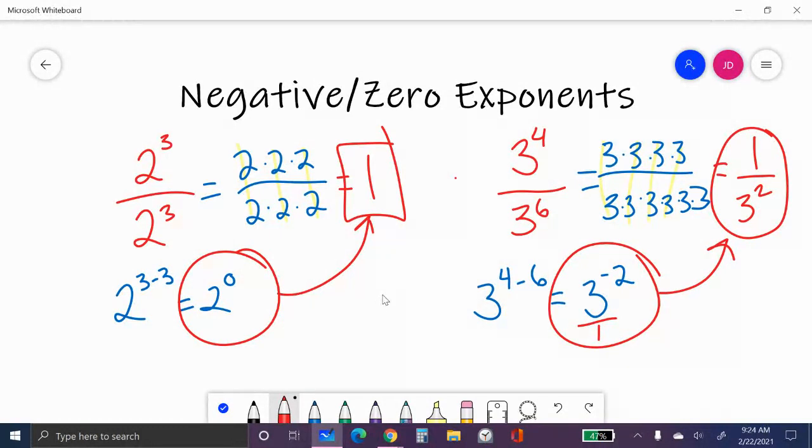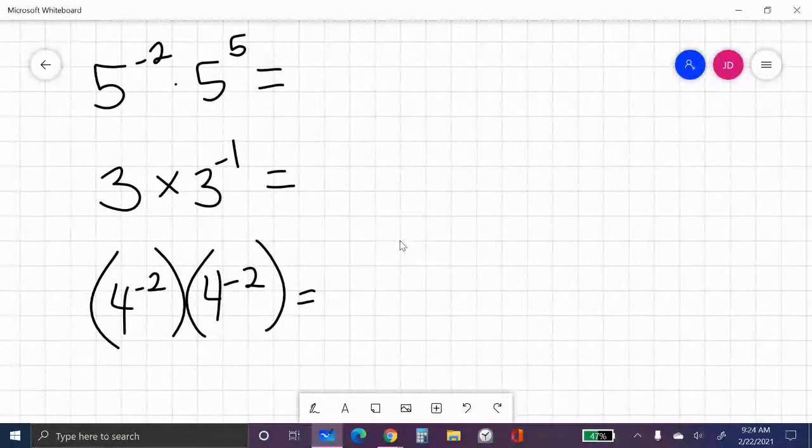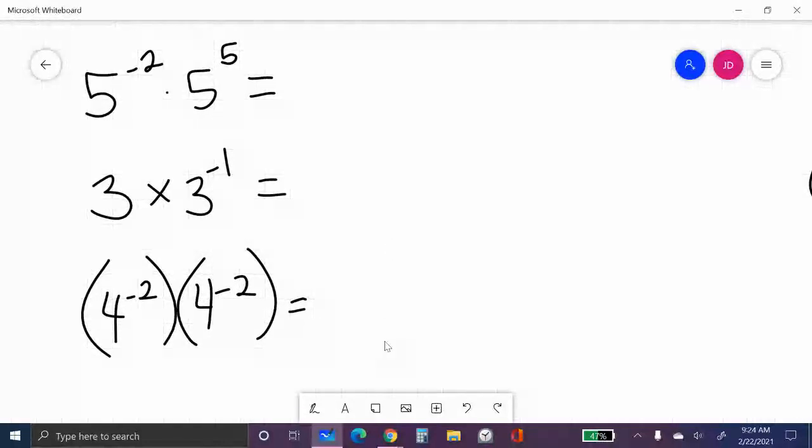Okay. So let's take a look at some problems using the laws of exponents that we've learned, and see whether we get a negative exponent, a zero exponent, or a positive exponent. If it's a positive exponent, it stays the same. All right. So let's take a look at these down here.